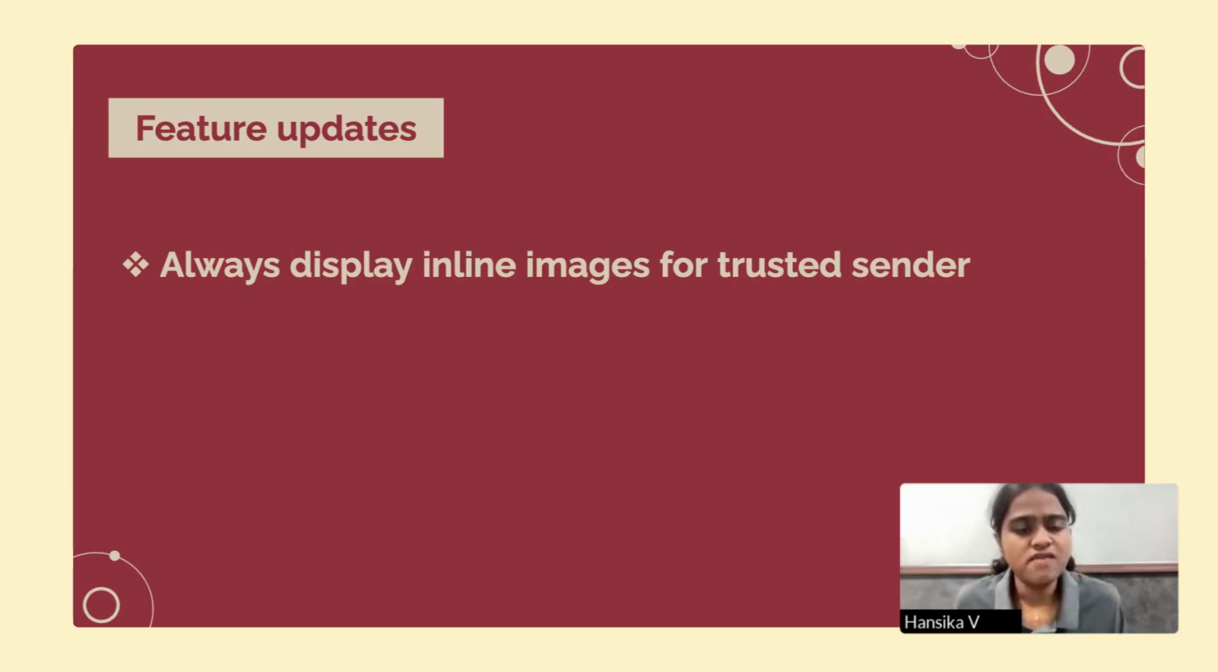Next was always display inline images for trusted senders. So this was the other update that has been done. If you have used Zoho Mail before, you would have seen this, right? When you receive an email from an external member or any spam emails, you will be asked to click on display images. An option will be available there. Only when you click on that, the inline images that are available in the email will be displayed.